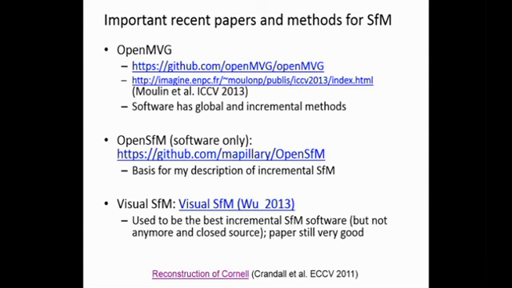There's this paper by Pierre Moulin, who created OpenMVG, which is a really good paper to read because it covers a lot of the recent techniques as well as their own contributions. And then this Visual SFM paper is also a good paper to read. Visual SFM for a while was the best structure from motion system out there. It's closed source though, and it's not the best algorithm out there anymore. But a lot of the tricks that Wu introduced are used by other systems.